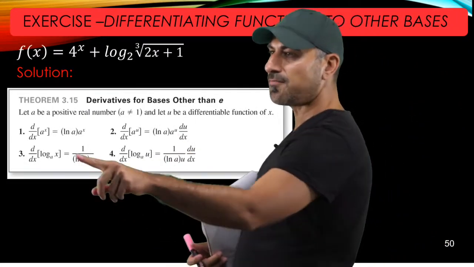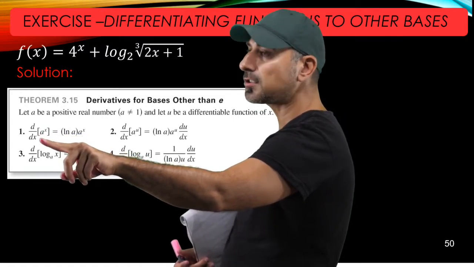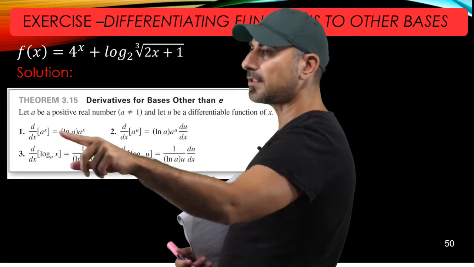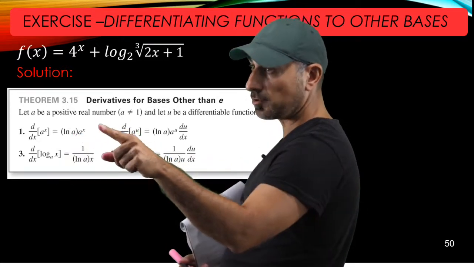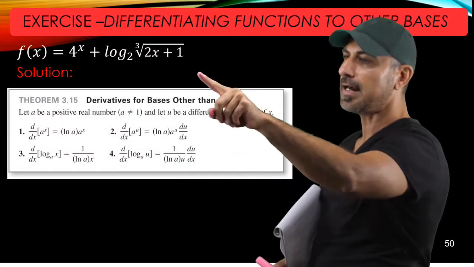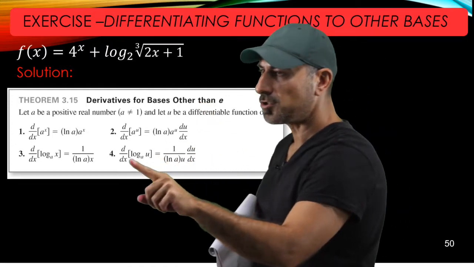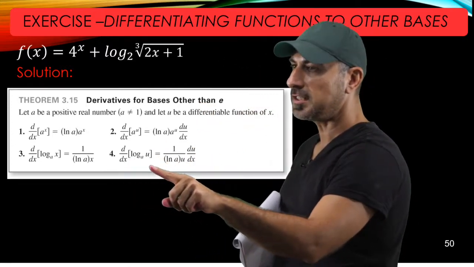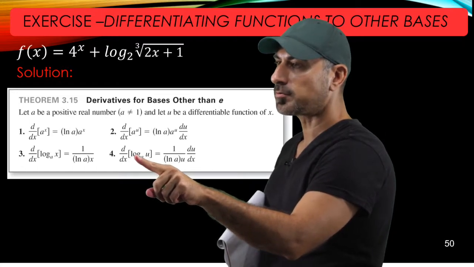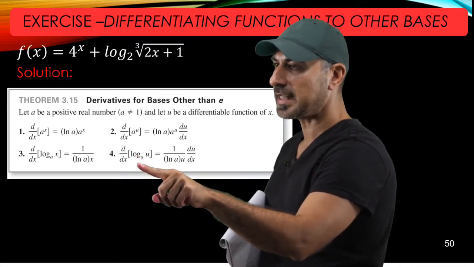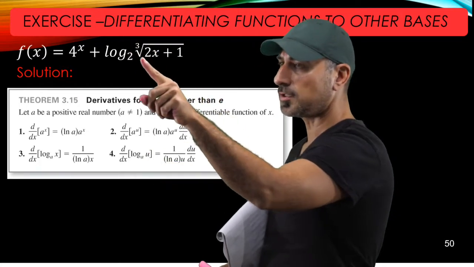So if you have a function of the form a to the power of x, where a is a real number, the derivative of this is equal to ln of a times the same thing, a to the power of x. And we have a logarithmic function here with base 2, so I think we should utilize this formula here, because we have the logarithm of u with base a, and u is a function of x. And in fact, this is exactly what's going on here.